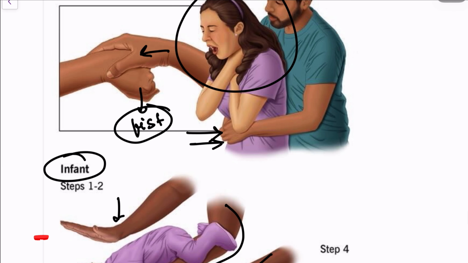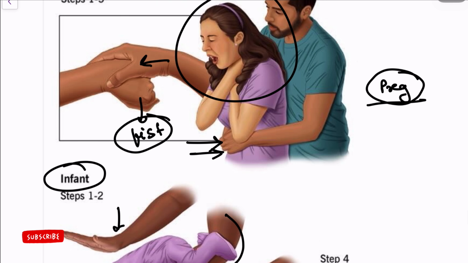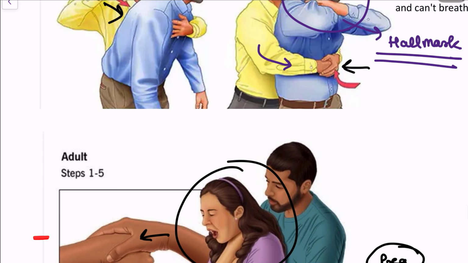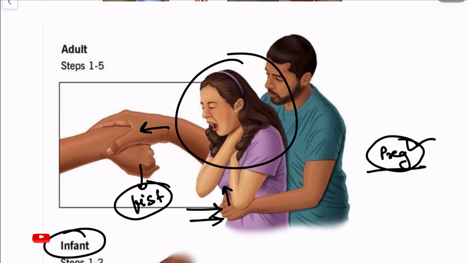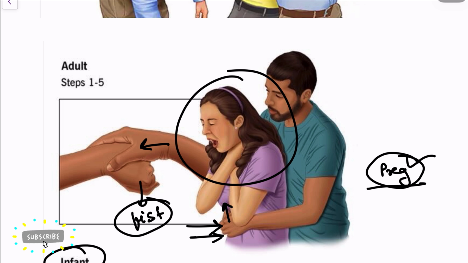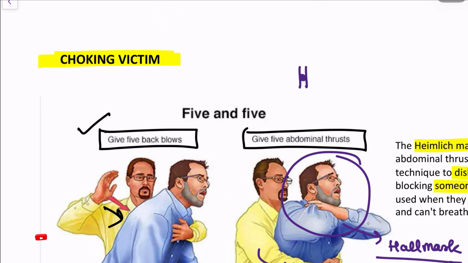And in cases of pregnant women, generally back blows are given in a similar manner, but in pregnant women the fist is placed over the chest. Over the chest you have to give the Heimlich maneuver, not over the abdomen in cases of pregnant women, but in cases of normal individuals you will give the pressure to the abdomen. This is all about choking that you have to know.